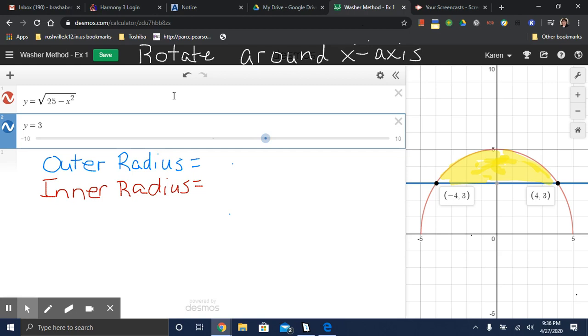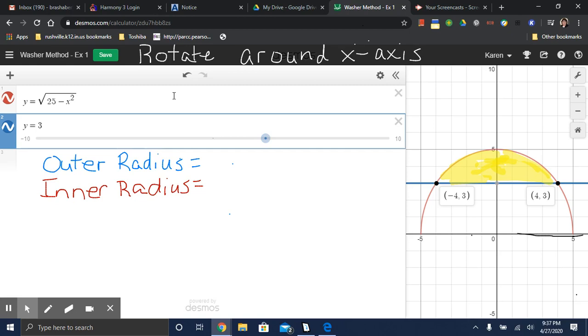And I would encourage you to look at the PDF versions of these notes so that you can see, for example, the finished product of this first problem and get a little bit better idea of what this washer method is all about. But today we'll be looking at this first example. We're going to rotate a region that's bounded by a semicircle, the square root of 25 minus x squared, and a horizontal line y equals 3 around the x-axis.